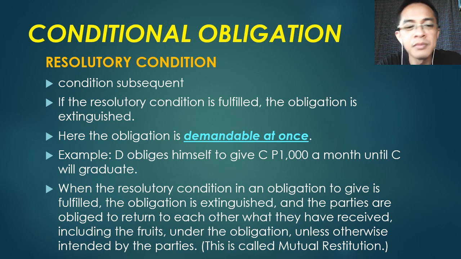Unless, tulad nitong example natin sa taas, yung 1,000 a month, nag-promise si D, nabigyan si C ng 1,000 a month, if intended nila yun as allowance ni C, then, kapag nag-graduate si C, the resolutory condition is fulfilled, there is no need to return the 1,000 pesos. Why? Because the intention of the parties is not to return the thing anymore. Okay?